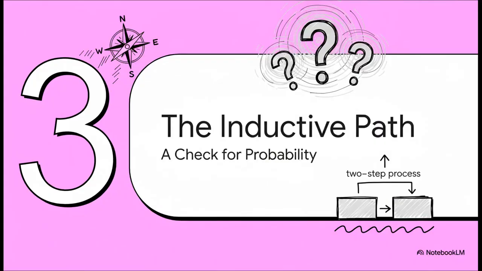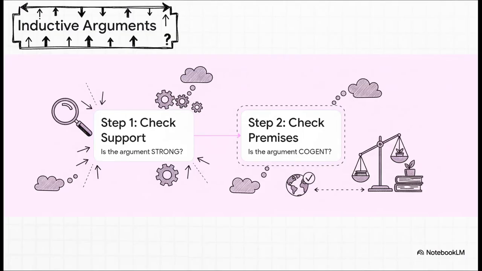All right, let's hop over to the other side of our logic map and talk about the inductive path. Now, remember, the goal here isn't certainty. It's just probability. But don't worry. We still have a very similar two-step process to figure out if they're any good. So for inductive arguments, the first thing we check is the level of support. Do the premises make the conclusion likely? We ask, is the argument strong?